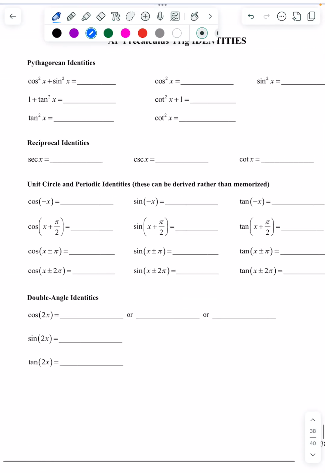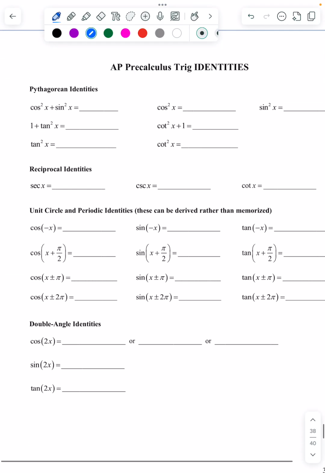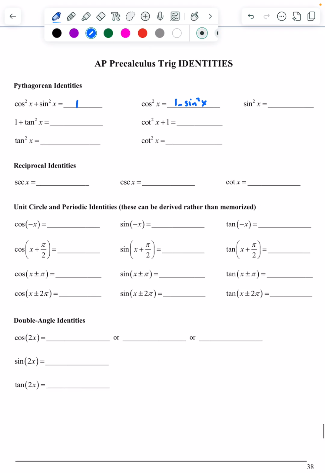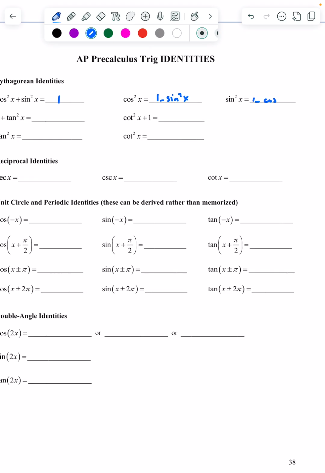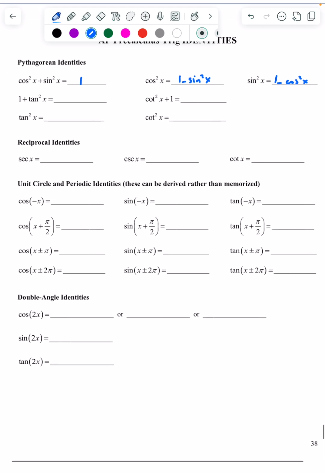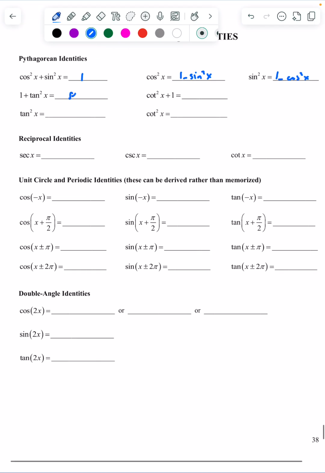You can use them, and at the end, these are just the identities, right? The Pythagorean identities, which is just cosine squared plus sine squared equal to 1, etc. Cosine squared is 1 minus sine squared. Sine squared is 1 minus cos squared. 1 plus tan squared, that's secant squared, etc. You can fill those out. Cotangent squared, that's cosecant squared of x. And tan squared is secant squared minus 1. So those are just quick fillers, really. They're not very substantial.